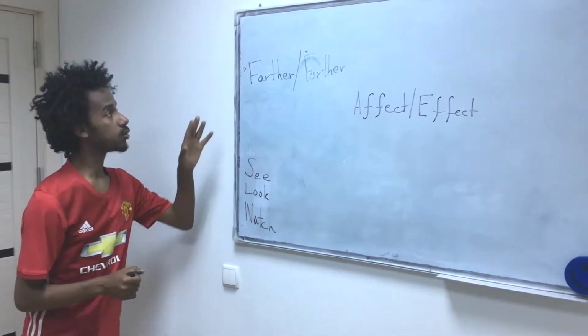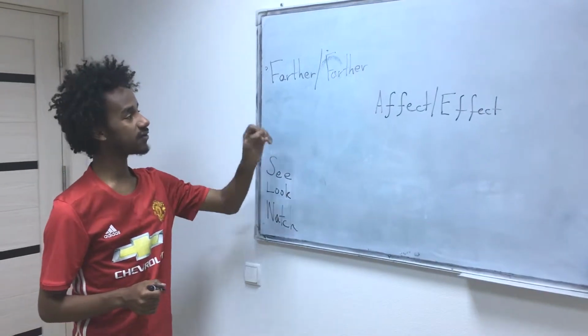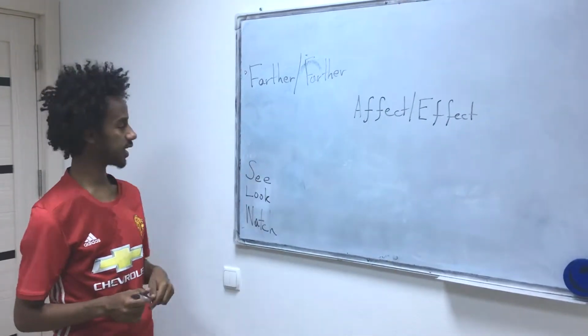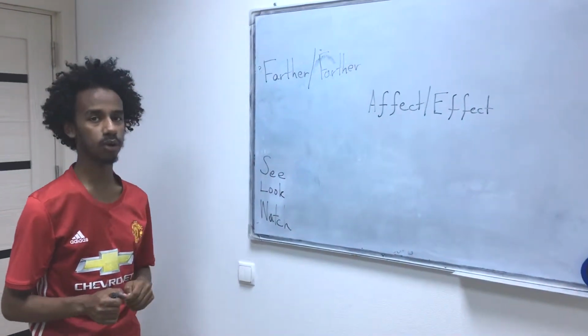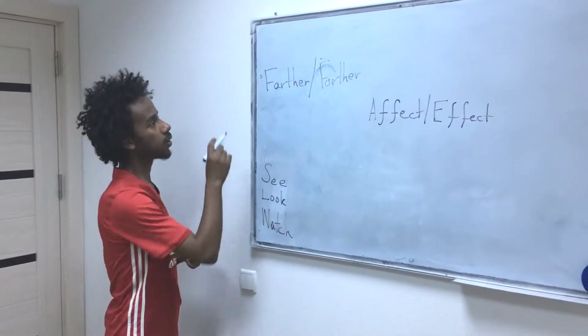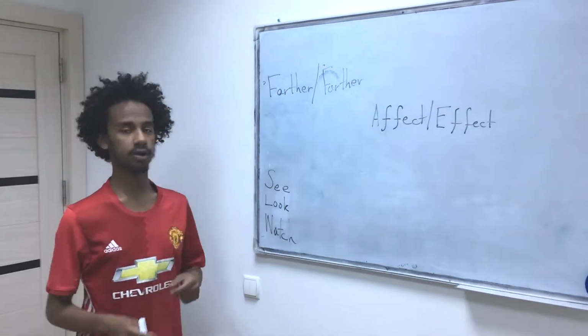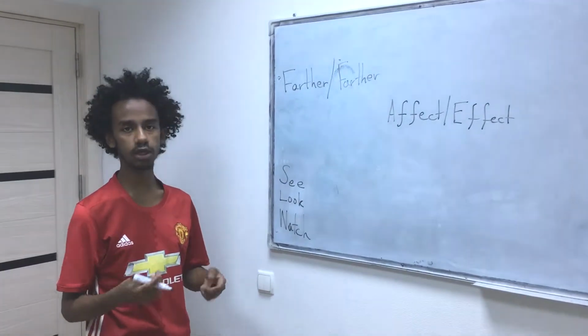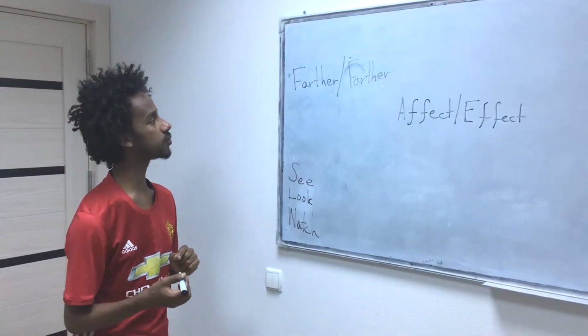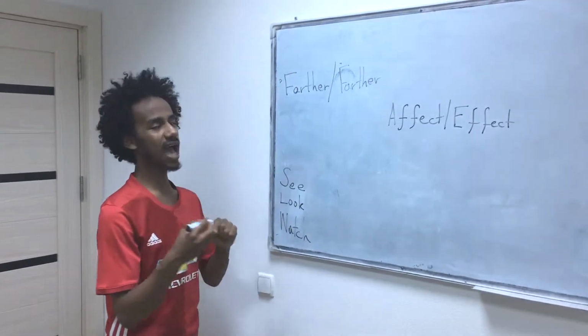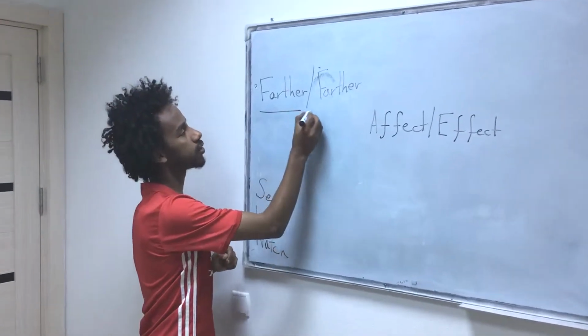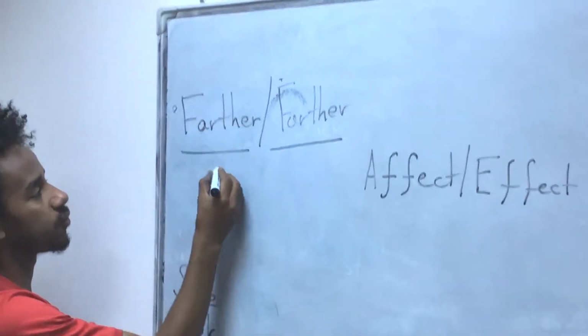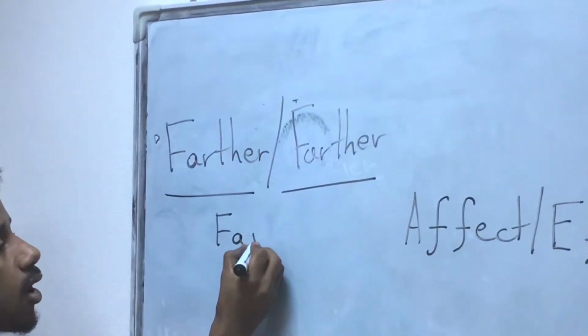There will be a discussion of farther and further, affect and effect, and see, look, and watch, and what's the difference between them. When we go to farther and further, they are more or less similar. They have similar pronunciation and almost similar spelling, but the difference is how we use them. They are both the comparative form of the word far, right?